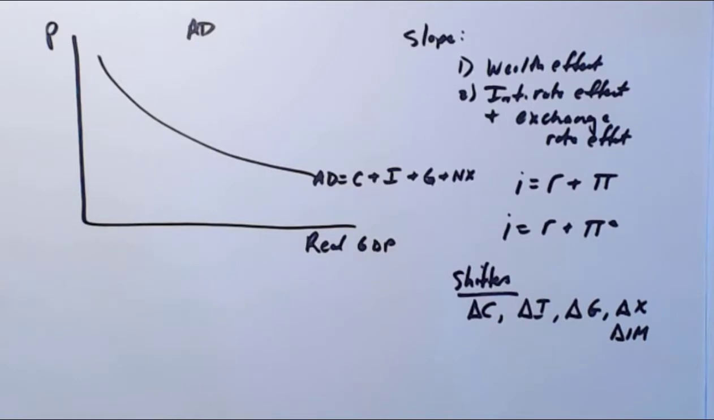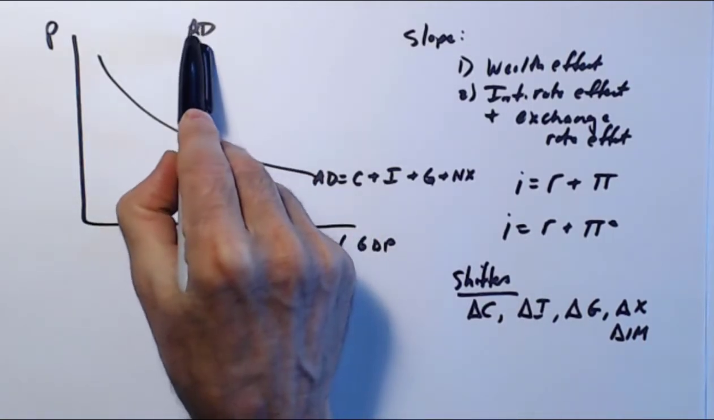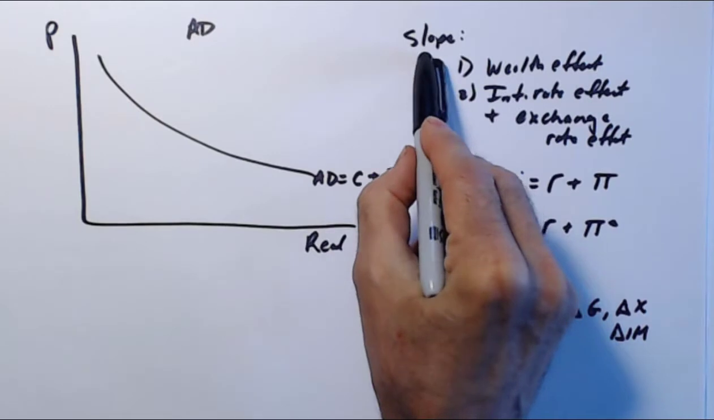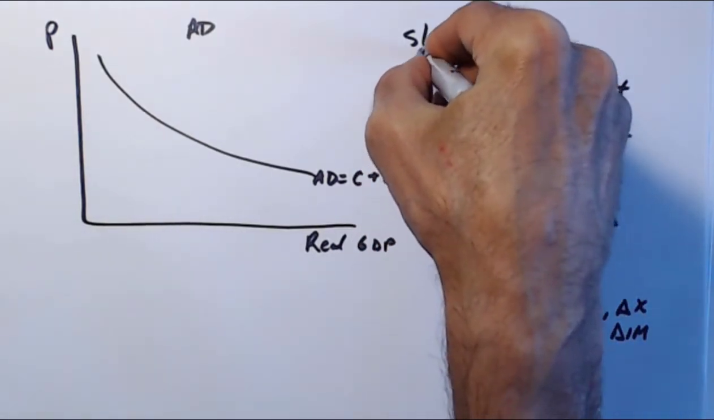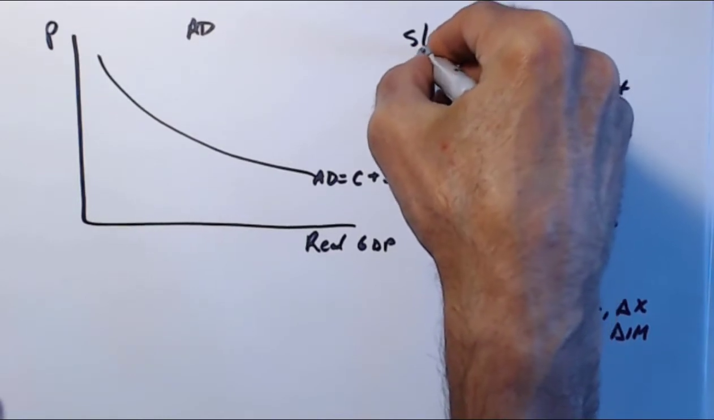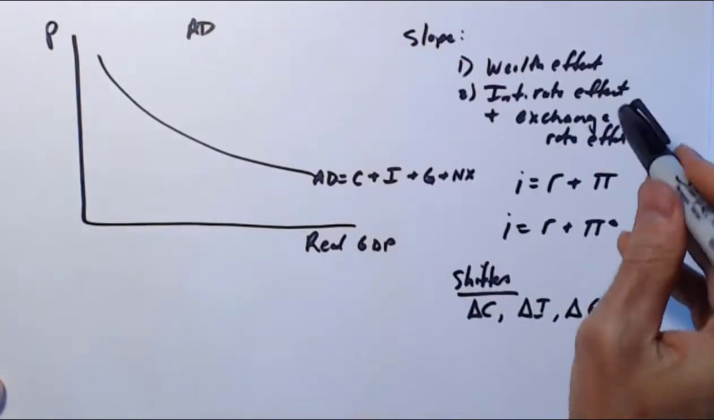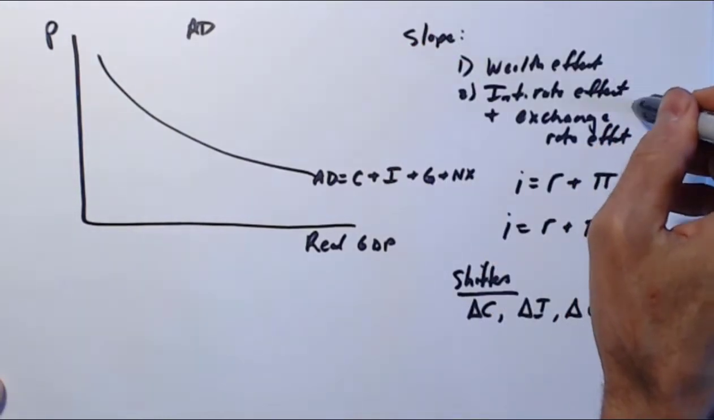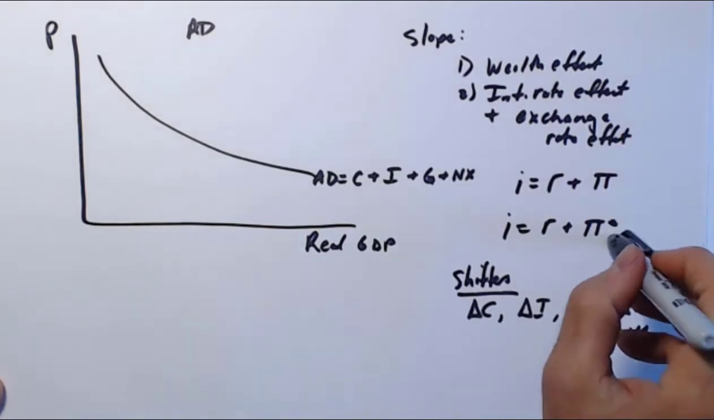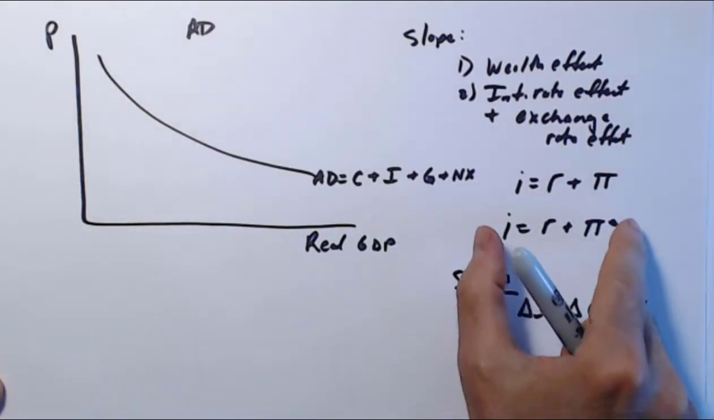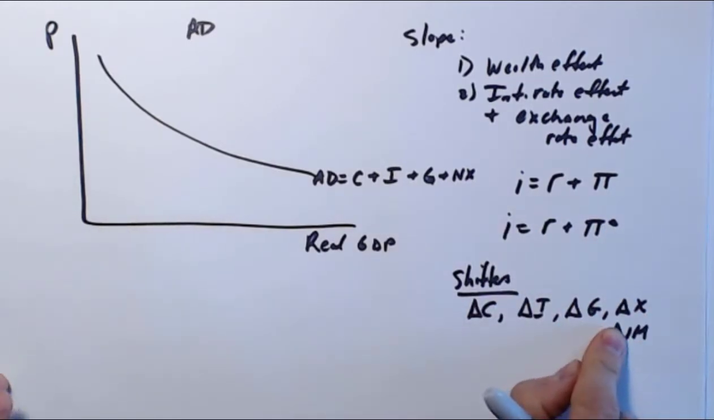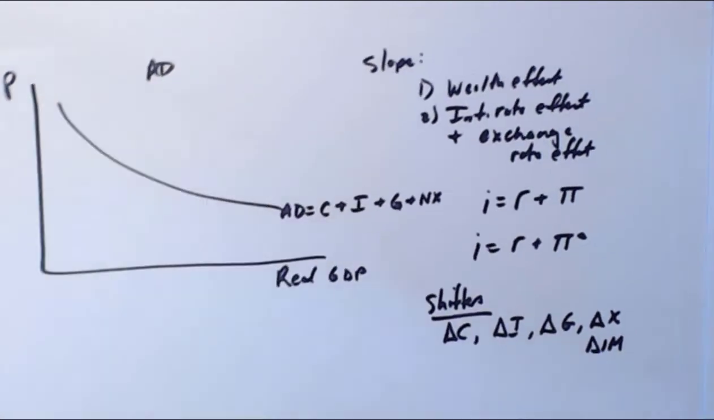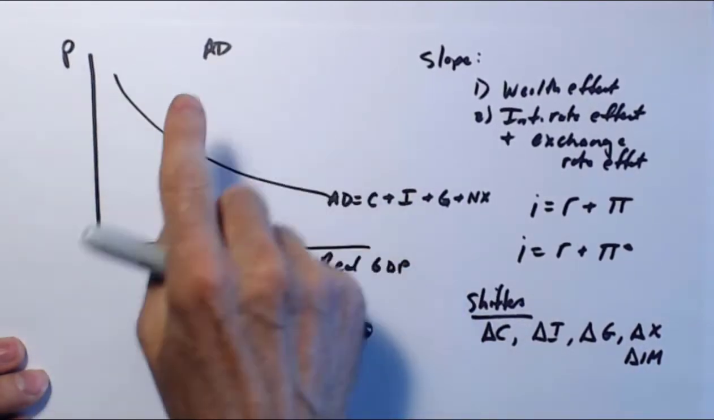Okay, now in this part of the video, I'm going to cover the aggregate demand curve, and I'm going to look at the slope carefully and compare and contrast it to the market, say, of oranges, an individual market. Then we're going to look at wealth effects, interest rate effects, two different versions of the Fisher equation, which become important here. Then we're going to look at shifters in the aggregate demand curve. So that's the outline.